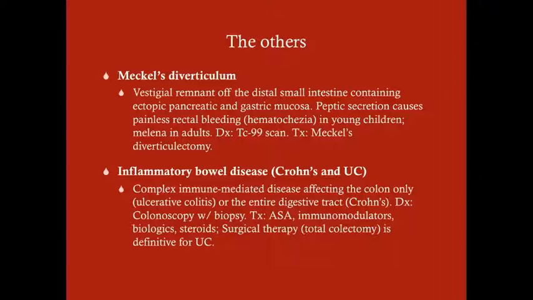Inflammatory bowel disease, like Crohn's and ulcerative colitis, I talked about ad nauseum in the medical section. These are complex immune-mediated diseases. Not technically autoimmune diseases, but they look like one. And they affect either the colon only, which would be ulcerative colitis, or the entire digestive tract. Really, the only way you can tell these apart, though, definitively, is with biopsy. So that's the way you diagnose it.